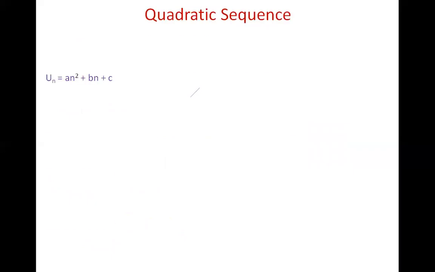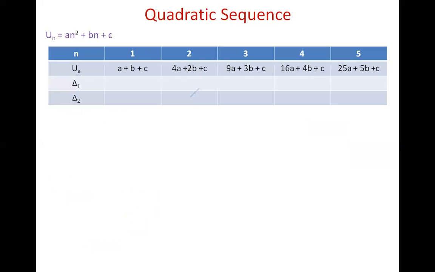Similarly, the nth term of a quadratic sequence can be an square plus bn plus c. First we need to construct the table. When n values are 1, 2, 3, 4, 5, un values will be a plus b plus c, 4a plus 2b plus c, 9a plus 3b plus c, and so on.